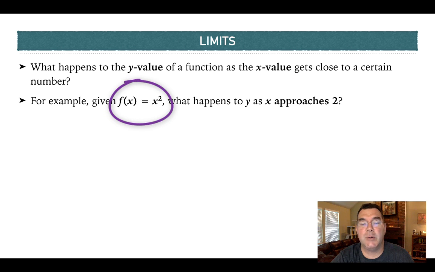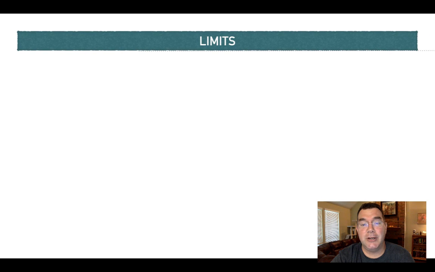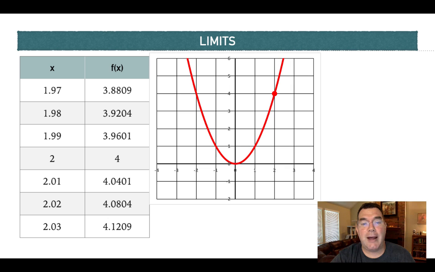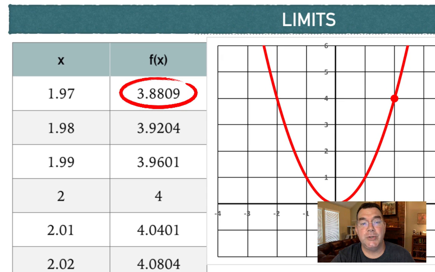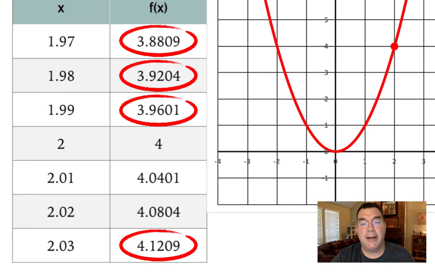If I'm given the function y equals x squared, what's going to happen to the y values as the x values approach 2? So if I look at this function in a calculator, I can look at the table, I can look at the graph near x equals 2 and kind of figure out what's going on. So here's a table and here's the graph that would be produced by y equals x squared. And I'm looking at the y values as the x values are slightly less than 2, but approaching 2. And there's a bit of a pattern there. And then I'm also looking at the y values for x's that are a little bit bigger than 2, and again, getting closer and closer to 2.